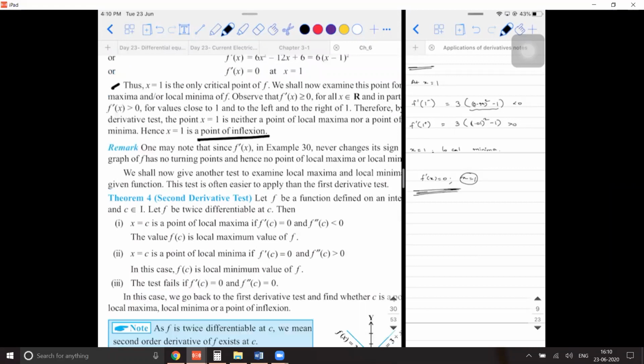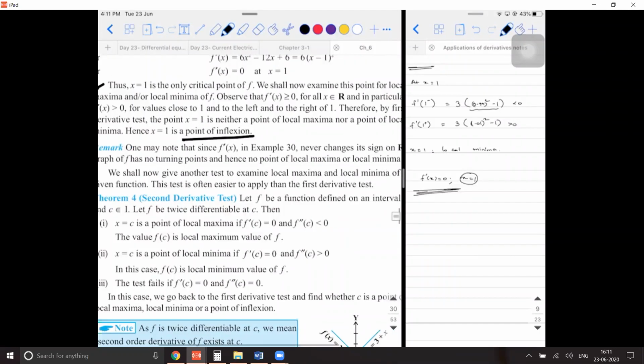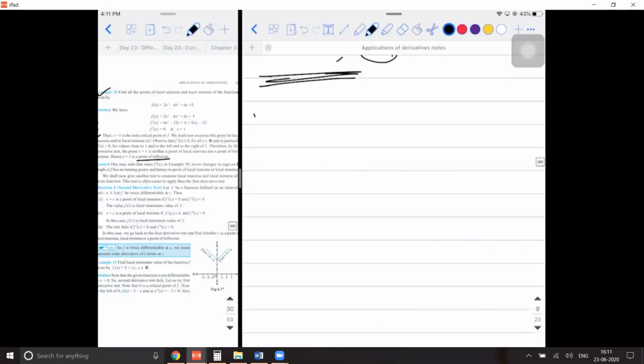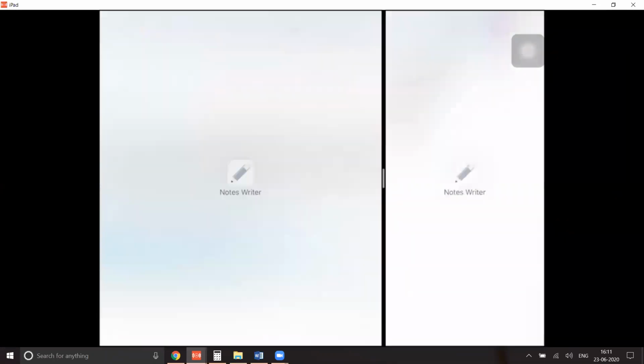The first derivative test is slightly complicated because you have to keep substituting the values. But there is another test which is simpler compared to this, called the second derivative test. If you're clear, I'll proceed. So theorem 4 is again like this. You have some function defined in the interval in its domain.